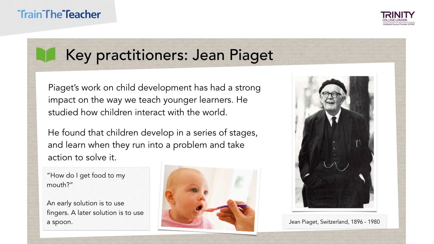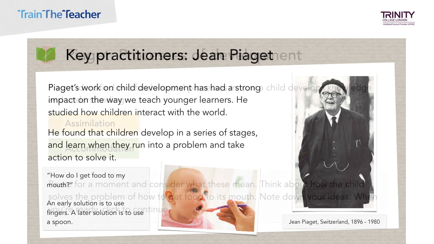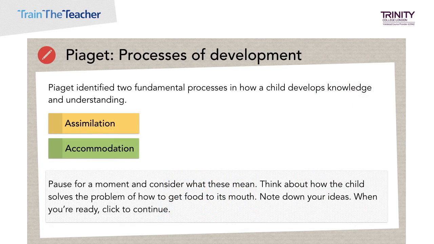Problems are solved through action, and later this action develops into thoughts. So, Piaget's belief is that development happens as a result of activity. Those two processes of development are what Piaget termed assimilation and accommodation, and they're very important.